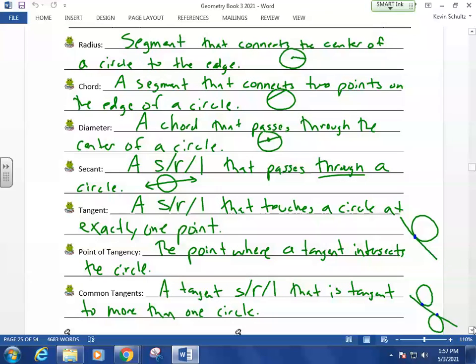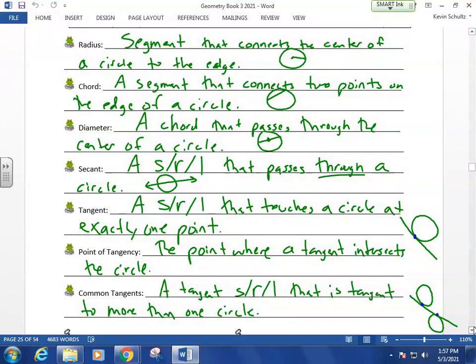Questions on any of this? It's a lot of vocab. You've got some new words in there: chord, secant, tangent, point of tangency, common tangents, definitely new. Sounds like radius, diameter. You know what those are. But we'll be using these words a lot in future objectives. So, questions so far?